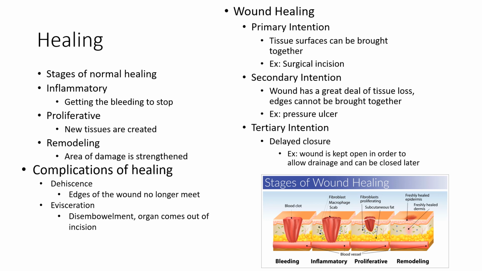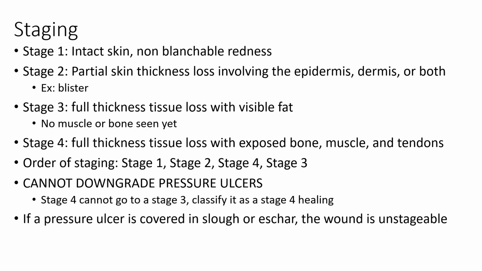Wound healing, primary intention is when the tissues can be brought together. Surgical incision, this is like when there's a nice even cut, a slice. But secondary intention is when the wound has a great deal of tissue loss that just cannot be brought together. An example is a pressure ulcer. Tertiary intention is delayed closure, and that's when the wound is kept open in order to allow drainage and allow the healing to move.